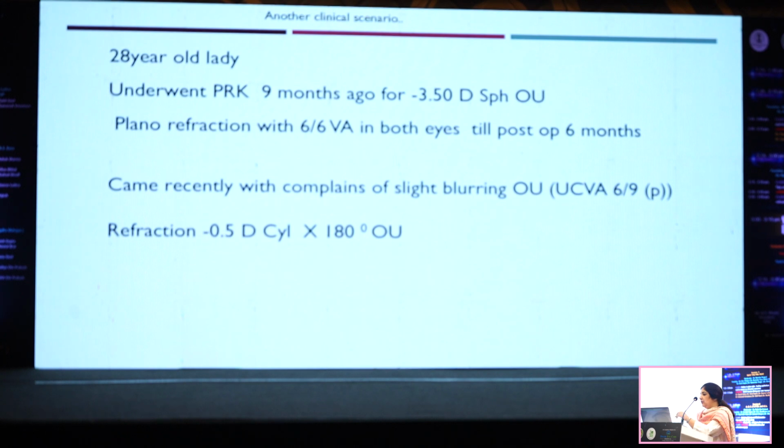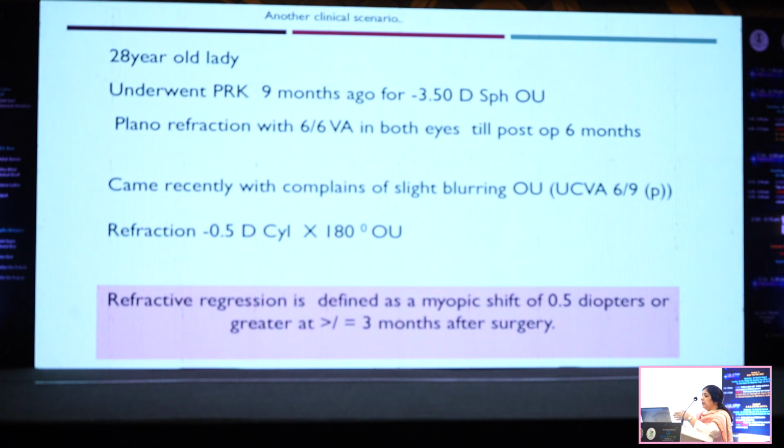Another clinical scenario, again one of our patients, so this was a 28-year-old lady. She underwent PRK 9 months ago for around 3.5. She had plano refraction 6/6, both eyes till post-op 6 months. Then she came with a slight blurring of vision, and there was a refractive error of 0.5. And this would fall in the category of a regression, and this is more after 3 months after surgery.